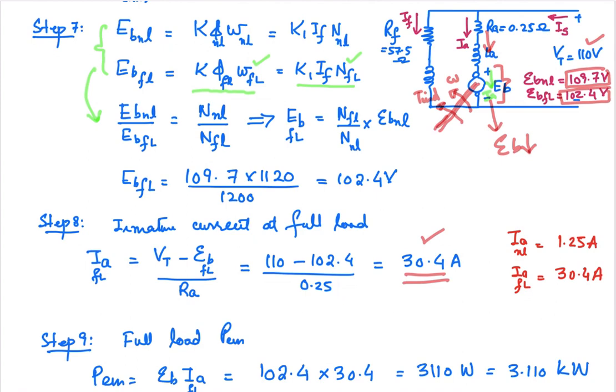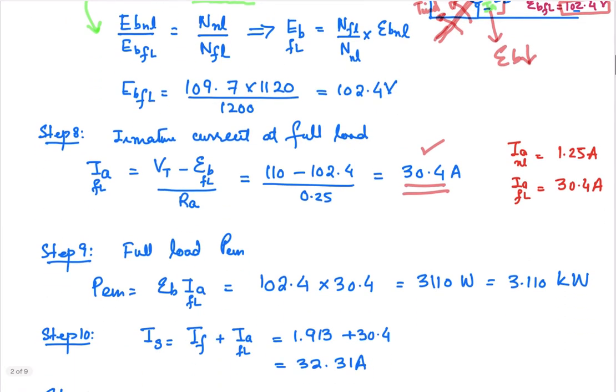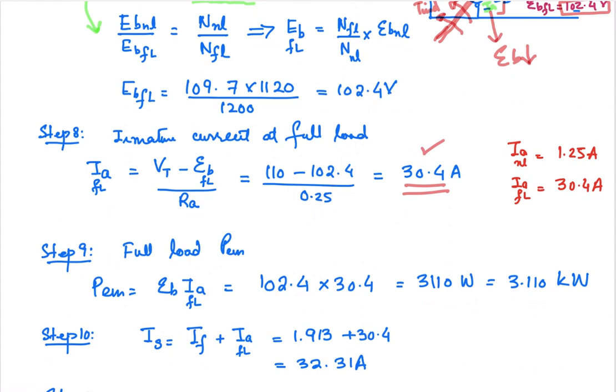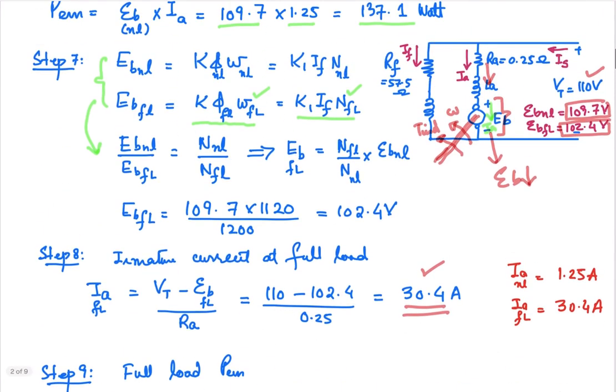Now you can work out the full load power, the power converted into mechanical form. That will be equal to the back EMF multiplied by IA, the full load armature current. So here you can see that mechanical power is EB into the full load armature current: 102.4 volt that we calculated, and 30.4 ampere. So the new power is 3110 watt, that is 3.110 kilowatt. For kilowatt you have to divide by 1000, and you can represent this power in kilowatt.